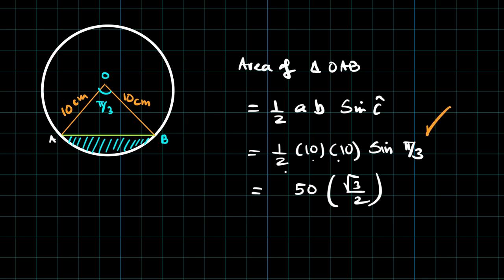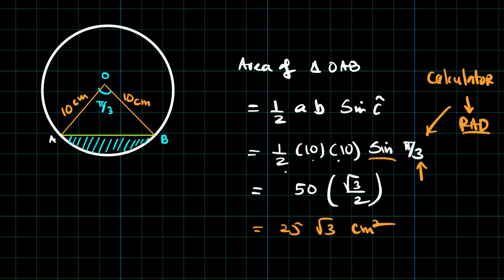Over here, let me emphasize it again. The calculator should be in the radian mode, because if the angle is in radians, when you calculate the trig ratio, they will come out exact, provided the calculator is in the radian mode. And of course, you can also remember these values with a lot of practice. So this comes out to be 25 root 3 centimeters square. That's the area of this triangle.